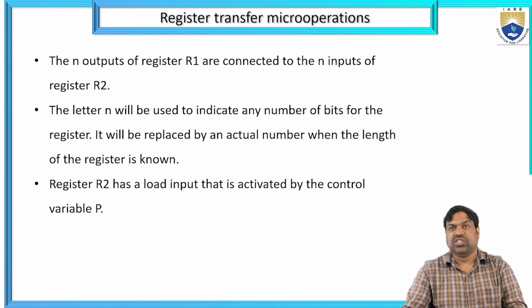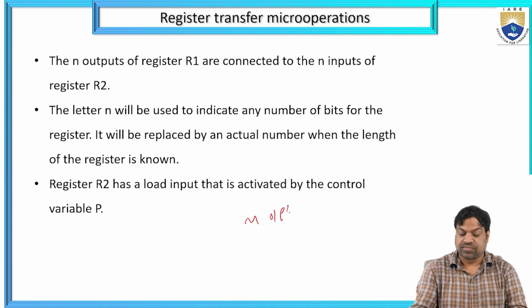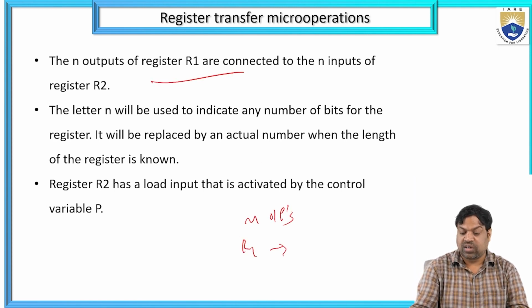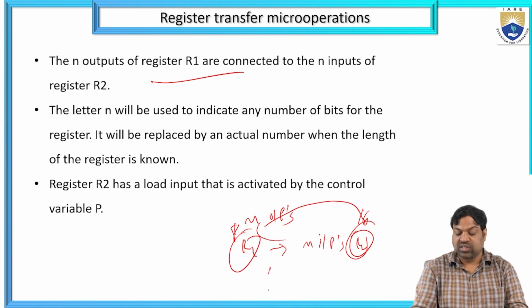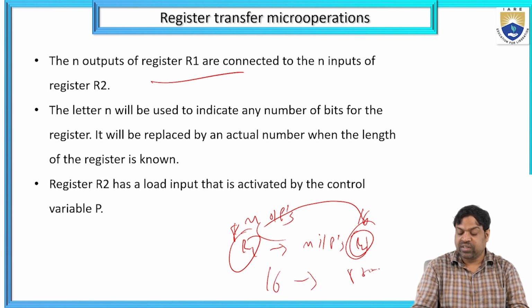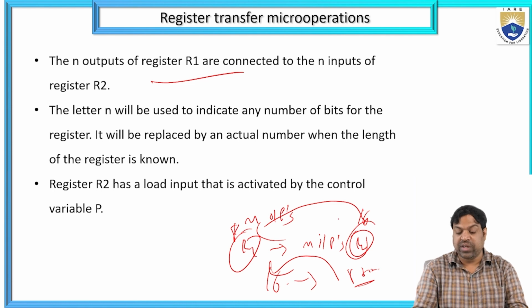And the N outputs of register R1 are connected to the N inputs of register R2. The letter N will be used to indicate any number of bits for the register. It will be replaced by an actual number when the length of the register is known. And register R2 has a load input activated by the control variable P. Suppose I am taking N outputs. That means register R1 outputs are connected to the N inputs of register R2. So what is the length? I don't know. Maybe it is 16, maybe it is 8. If it is 8, definitely 8-bit data is transferred. If it is 8-bit transferred to a 16-bit register, the remaining 8 bits will be empty.